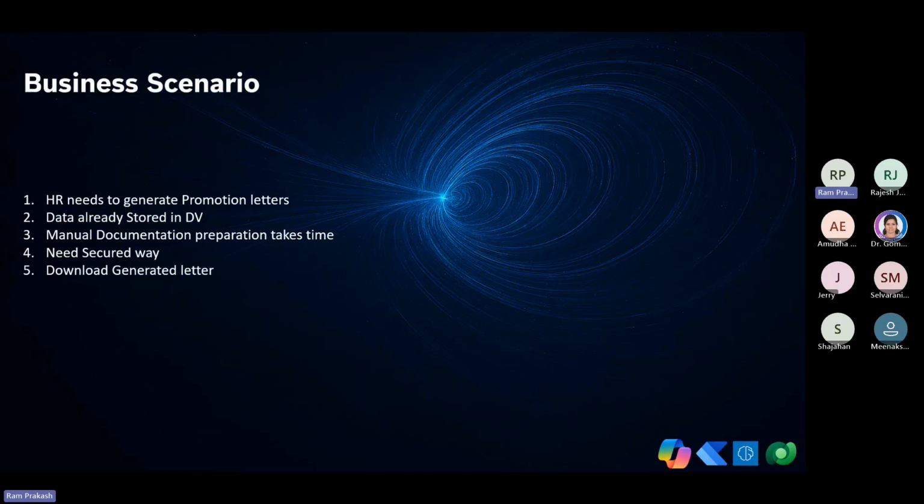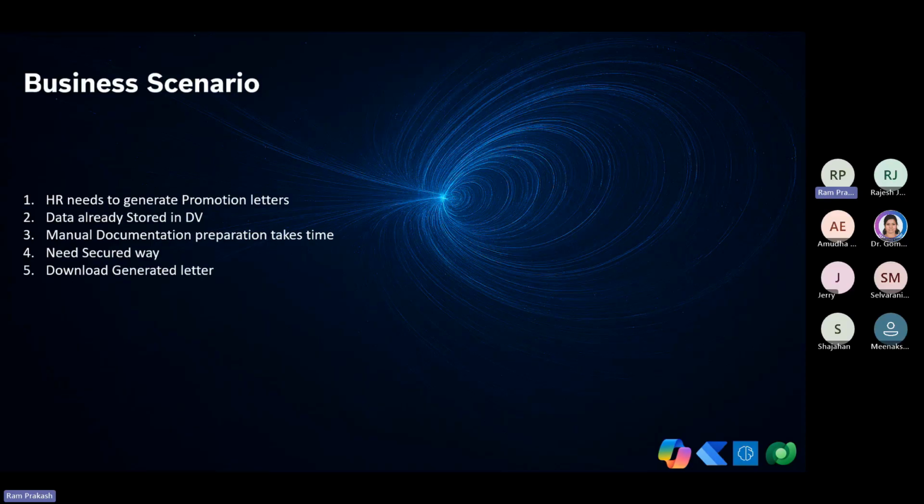So instead of that, we will provide customized prompts to the Copilot Studio. That Copilot Studio will automatically download the document and give it to you via chat. So HR can easily download that and share it with the customer. So this is the business scenario which we are going to cover here. HR needs to generate an offer letter and the data is stored in our database. Such a request comes in, asking for the offer letter and all that.